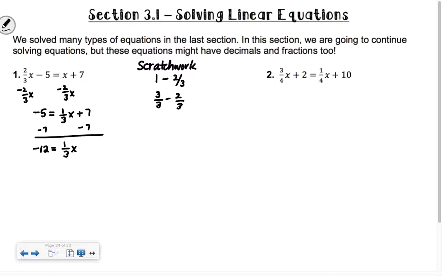This is where a lot of my students will say, oh, the answer is negative 4. And the answer is not negative 4. You have to be careful. You're saying 1/3 of a number gives me negative 12. So if I take a number and I divide it into 3 pieces, I'm going to get negative 12. What number would that be? It's negative 36, right?